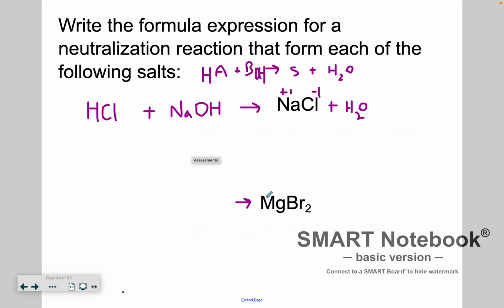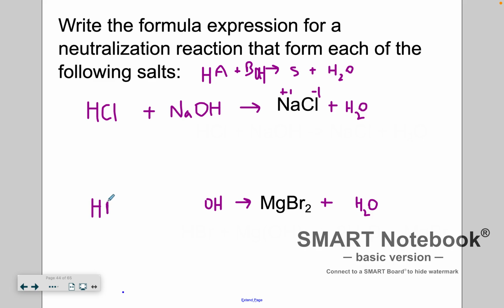Why does it say assessments there? I don't know. Okay, magnesium bromide. Okay, so I'm going to set it up. Got OH and H. From that I get water. Now the hydrogen has a +1 charge, so it's going to pair with the anion. Which one of these two is the anion? It's going to be the Br.